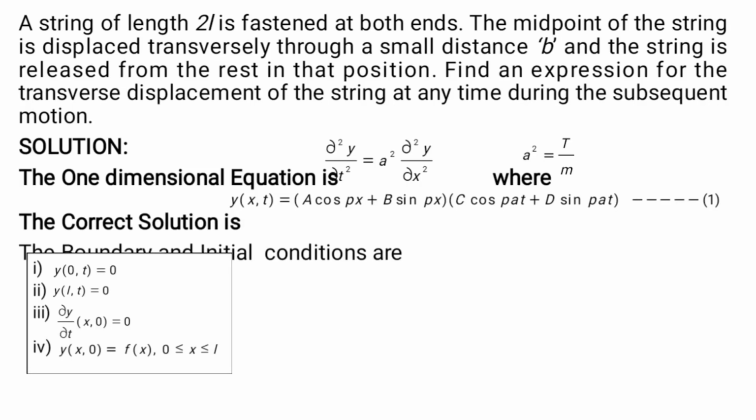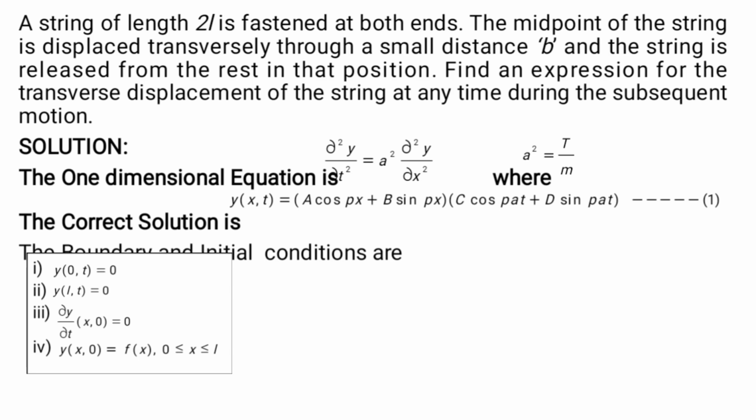One of the problems: a string of length 2l is fastened at both ends. The midpoint of the string is displaced transversely through a small distance b, and the string is released from the rest in that position. Released from the rest, so zero initial velocity. Find an expression for the transverse displacement of the string at any time during the subsequent motion. First of all, write the equation and the correct solution.